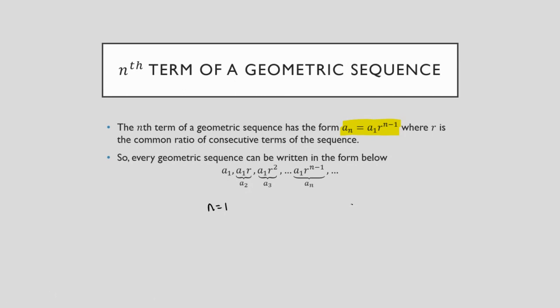So if we just have an exponential, it's usually something like we'd say a naught because we start at 0, r to the n. And so that's where our n starts at 0, versus geometric, where we have a1 r to the n minus 1, and then n starts at 1.